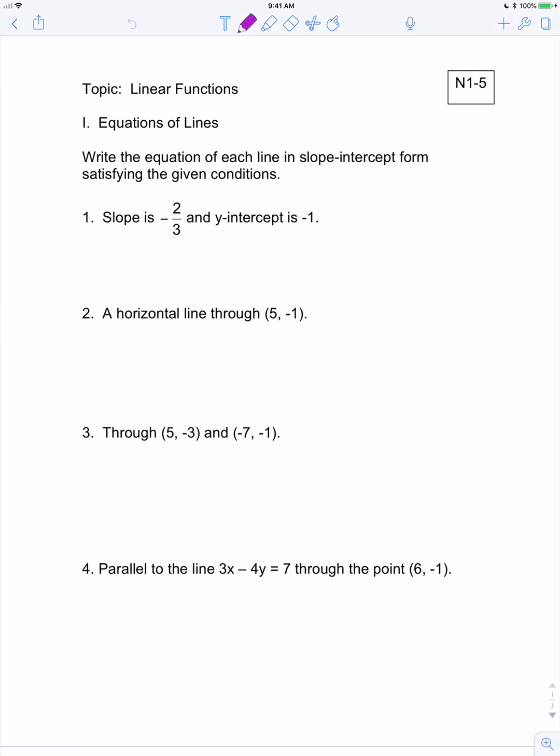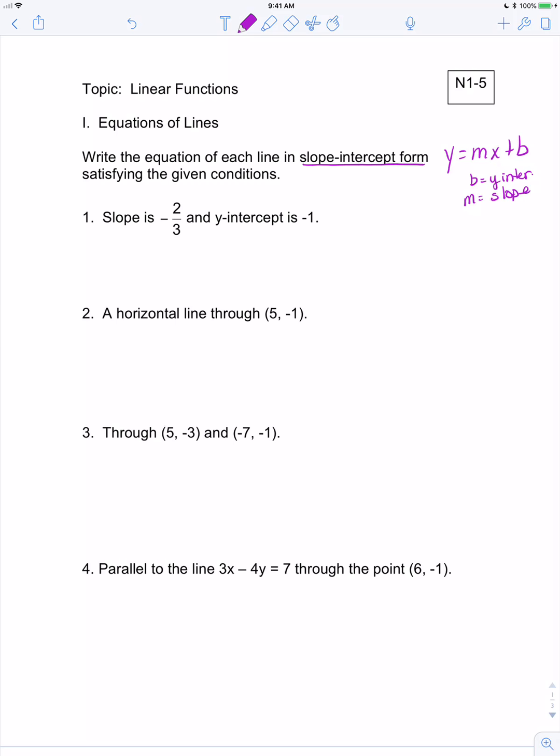Now we're going to review linear functions and the equations of these lines. Hopefully some of these equations you'll remember from Algebra 1, but if not, we'll go over them just real quickly too. So we're going to write the equation of each line in slope-intercept form satisfying the given conditions. Do you remember that slope-intercept form is y is equal to mx plus b, where b is your y-intercept and m is your slope?